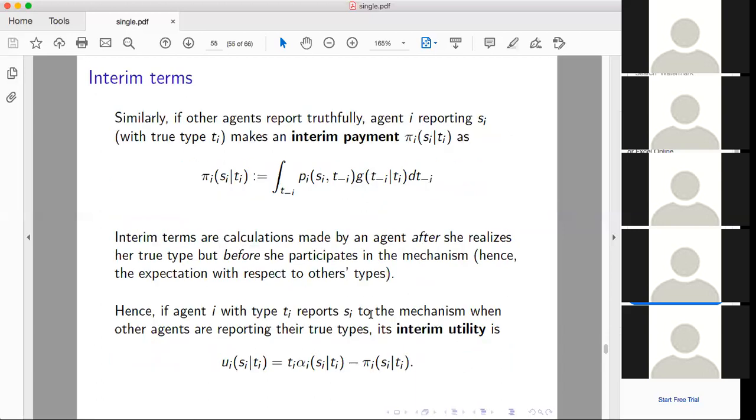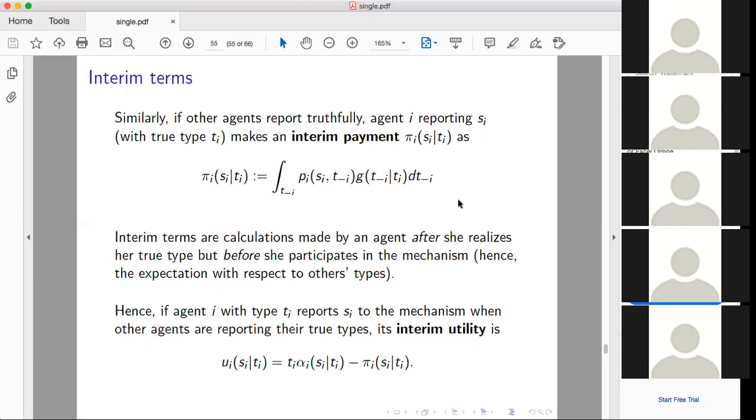Similarly, you can do an interim payment computation. The interim payment of this agent is computed similarly. This is the payment you make if you report Si and others report T minus i. Remember, others are reporting truthfully. This is the probability with which others will report T minus i. So hence, this is the expected payment you will make in the mechanism.